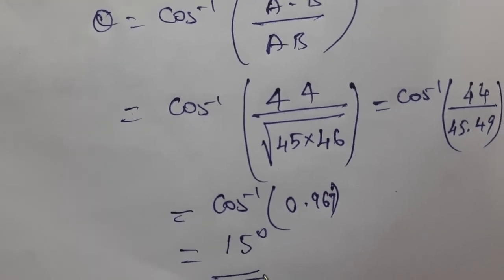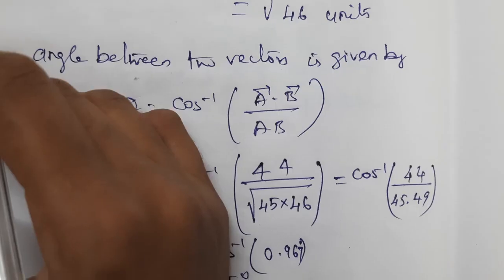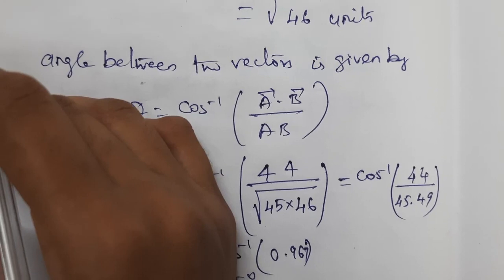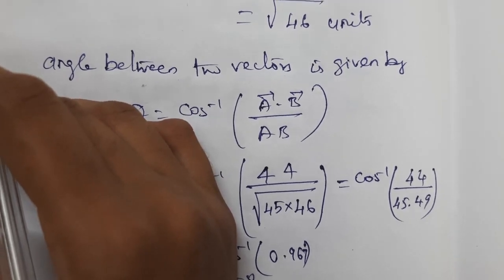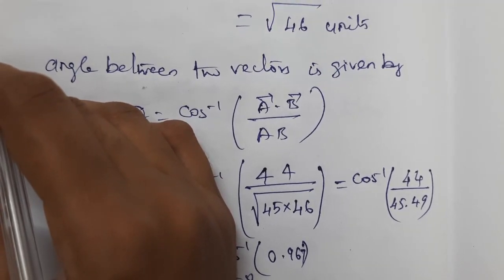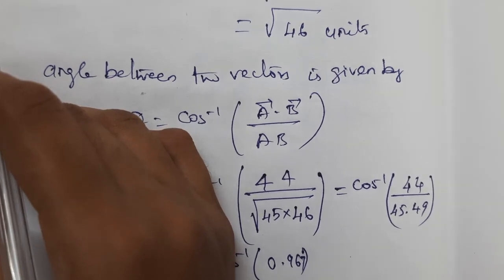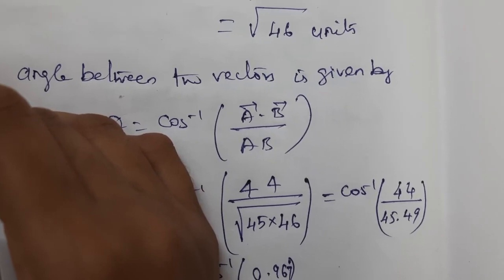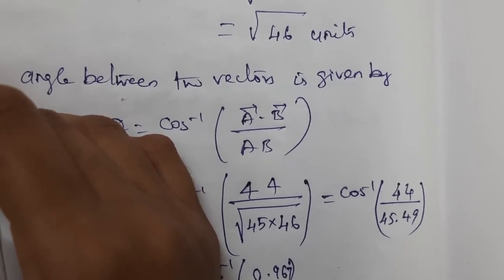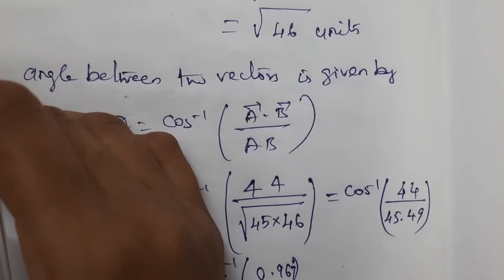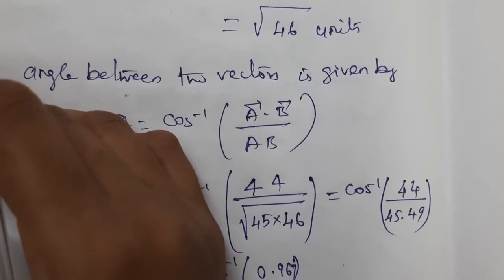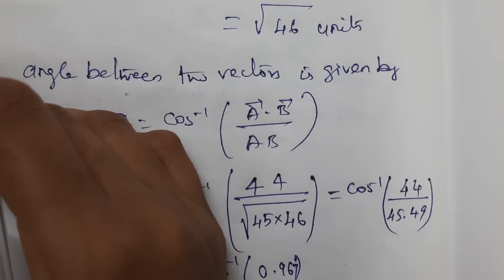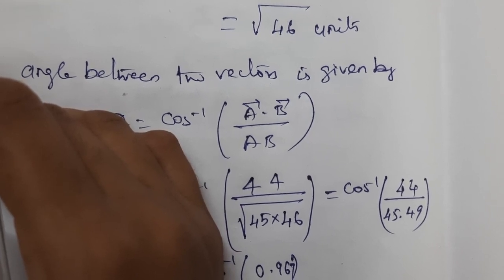I hope you understood this problem. Students, today we have learned components of a vector, then vector addition using components, then multiplication of a vector by a scalar, examples, scalar product of two vectors, that is the definition, and the properties of scalar product. So learn these questions.